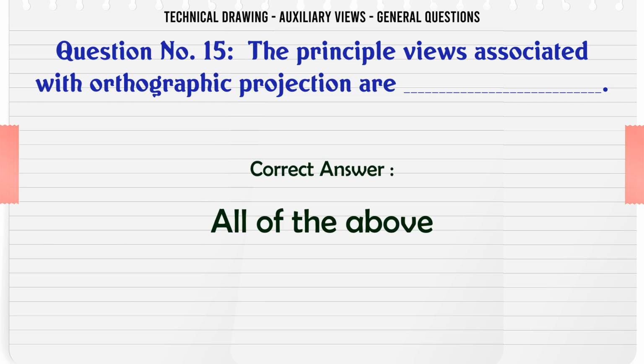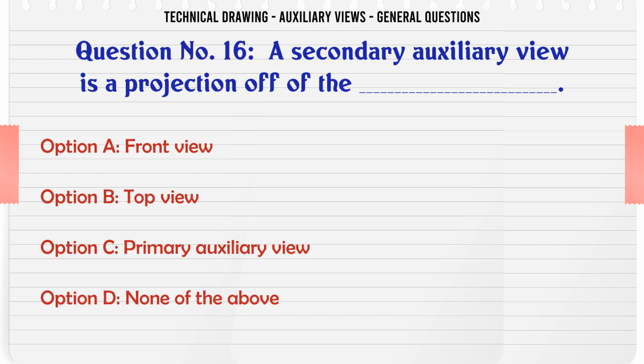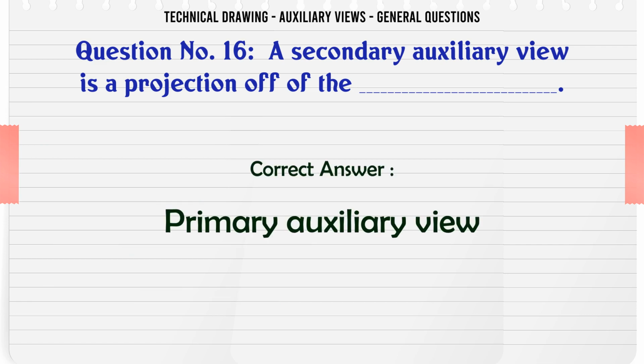A secondary auxiliary view is a projection of the A. Front view. B. Top view. C. Primary auxiliary view. D. None of the above. The correct answer is primary auxiliary view.